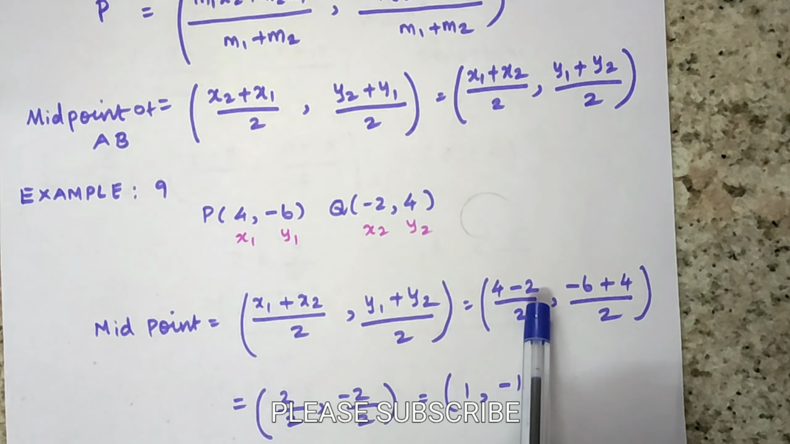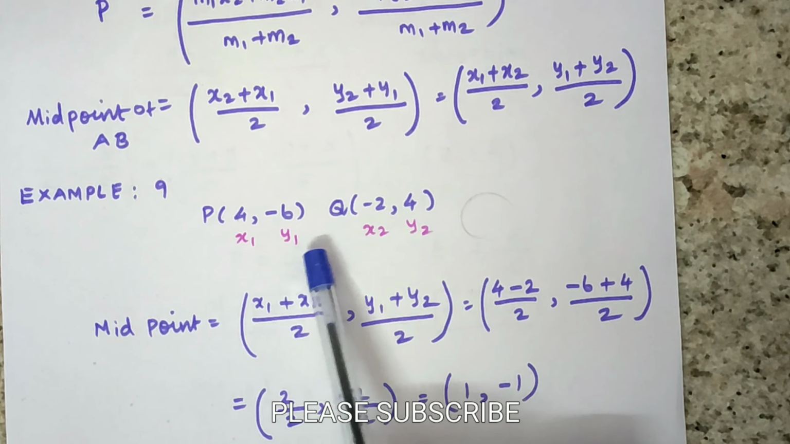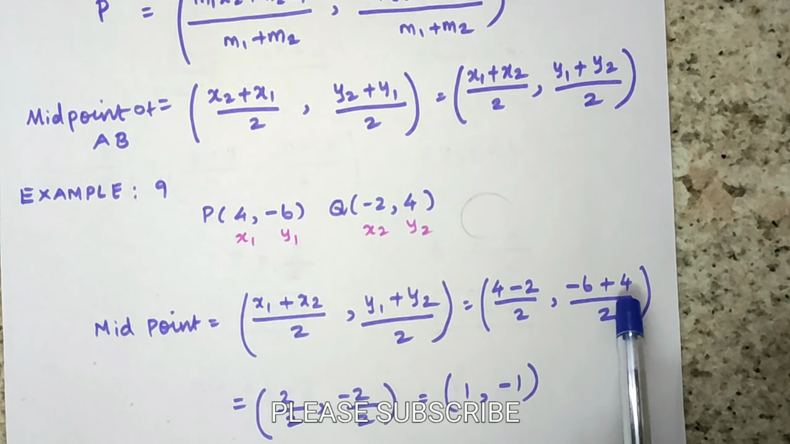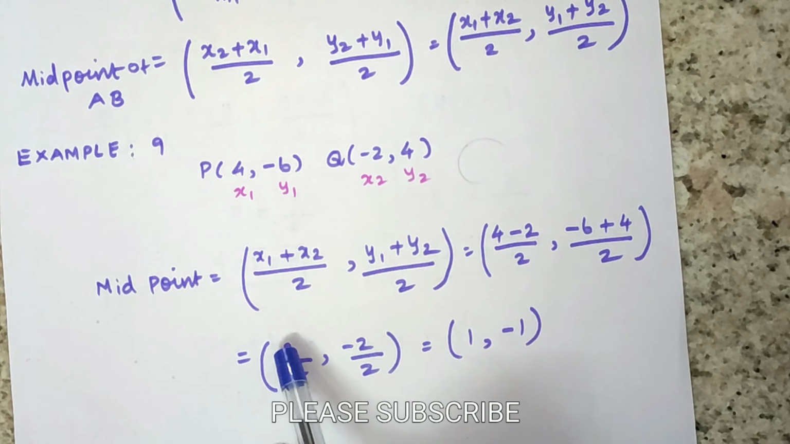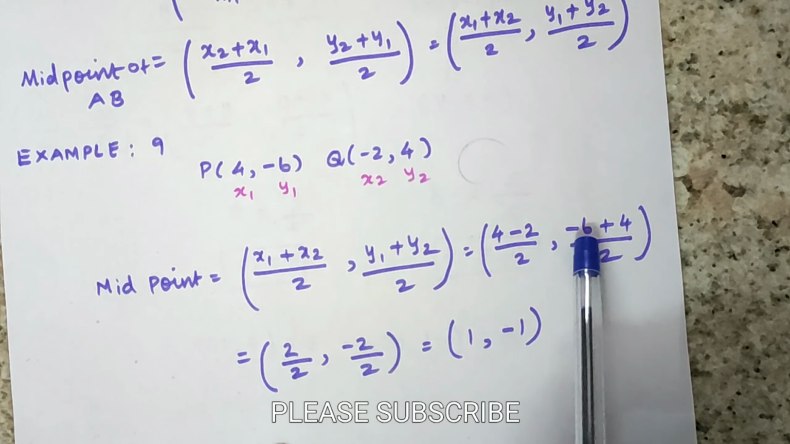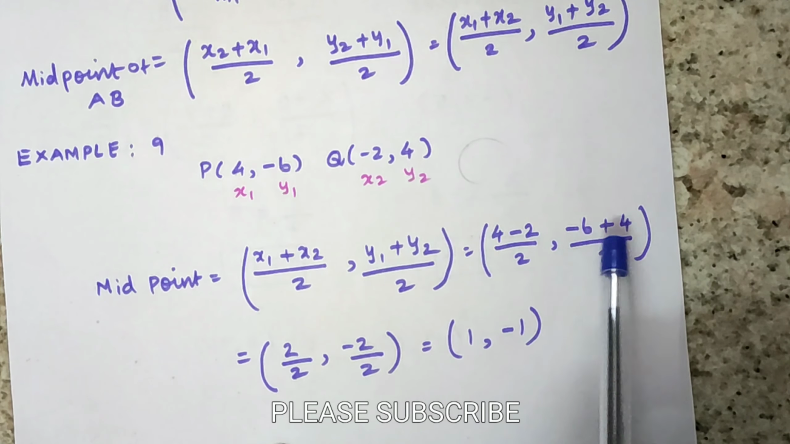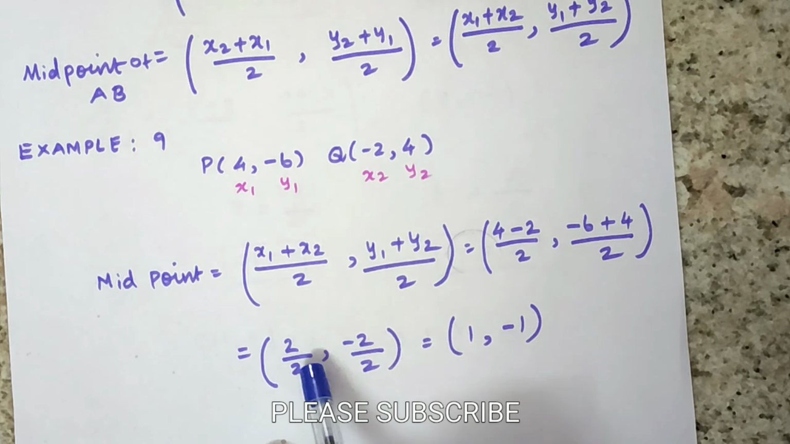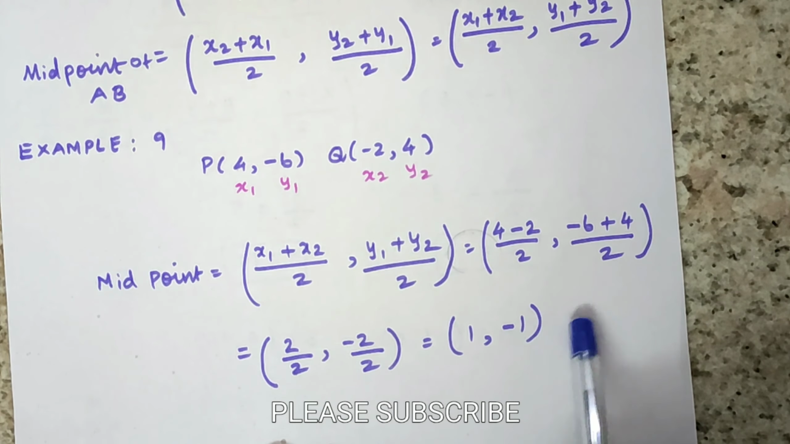So minus 2 by 2, comma y1 is minus 6. Then next y2 is plus 4. So plus 4 by 2. So 4 minus 2 is 2 by 2, comma minus 6 plus 4. With different signs, we have to subtract and put the sign of the bigger number. So minus 2 by 2. 2 by 2 is 1. Minus 2 by 2 is minus 1. So this is the book back answer.